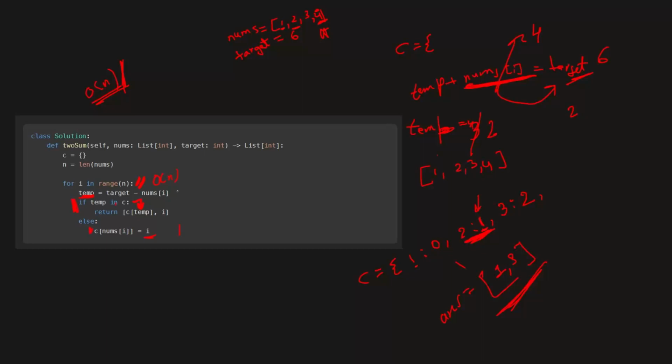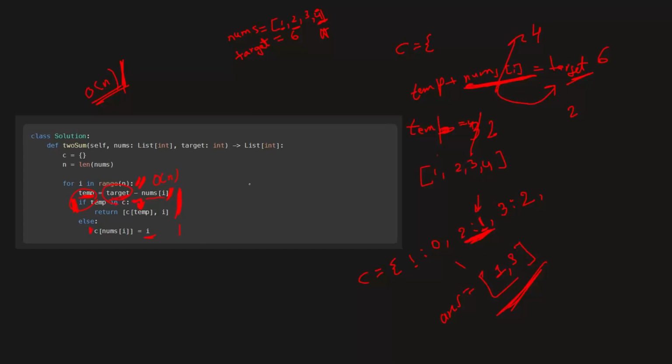The only thing you need to understand is this portion: target minus nums[i] should be in our dictionary. Only then can temp and nums[i] add up to form target. If temp is not there, then nums[i] can never form target.